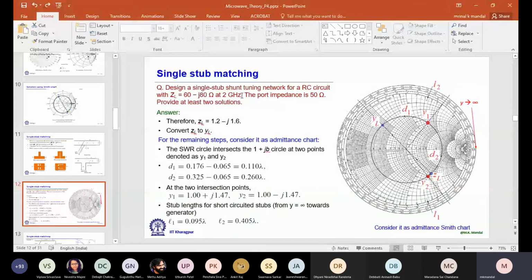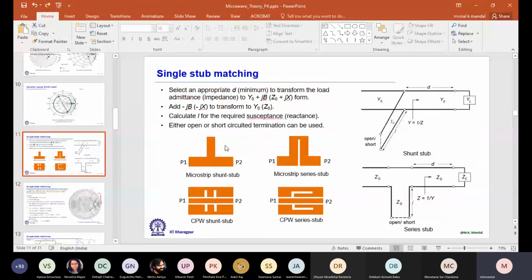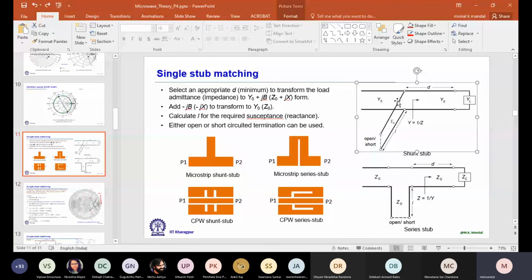Design a single stub shunt tuning network for an RC circuit. ZL is given at 2 GHz. It is 60 minus j80 ohm. The port impedance is 50 ohm, and you are asked to provide at least 2 solutions. Which one to use? As I said, we prefer shunt stub matching. Let us go ahead with this. We first transform it to Y0, and then we'll cancel out the jB part.